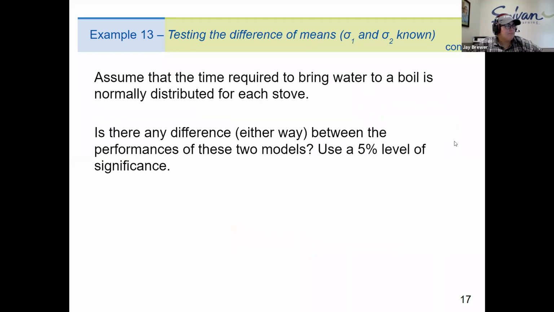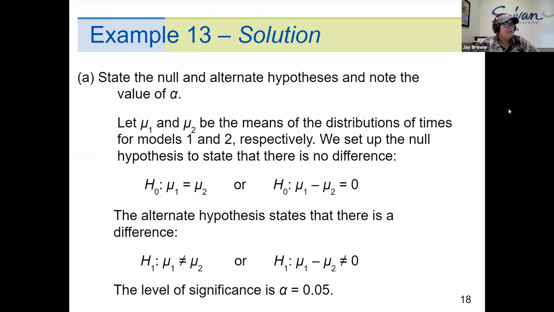Assume that the time required to bring the water to a boil is normally distributed for each stove. Is there any difference either way between the performances of these two models? Use a 5% level of significance. So that means your alpha is going to be 0.05. State the null and alternate hypothesis and note the value of alpha.